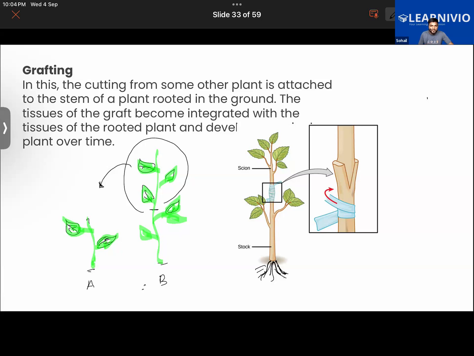Furthermore, what will happen now? The tissues of both the plants will get integrated. Both of them will be mixing, and both of them will be joined together. That is the thing here. Also, we know that this plant would have its own xylem and phloem. You guys know about xylem and phloem or not? Please let me know.